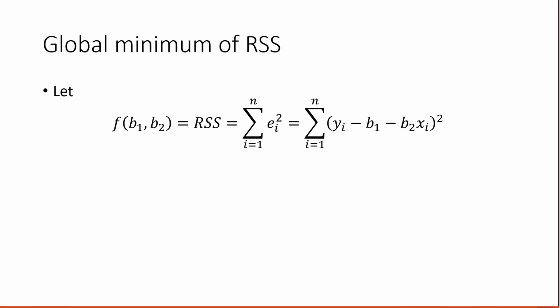So we're going to denote RSS by this function f. It depends on these two variables, b1 and b2, which are the intercept and the slope. So this is the function. And then, according to the least squares principle, we want to find the values of b1 and b2 that minimize this function. We have seen in another lecture that this function has precisely one stationary point, the solution to these two equations, df/db1 equal to 0 and df/db2 equal to 0.